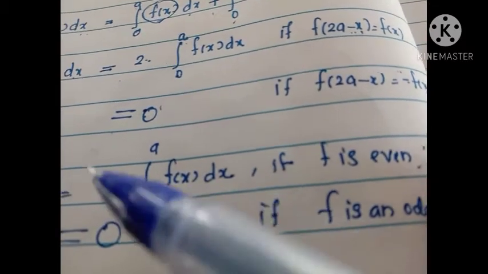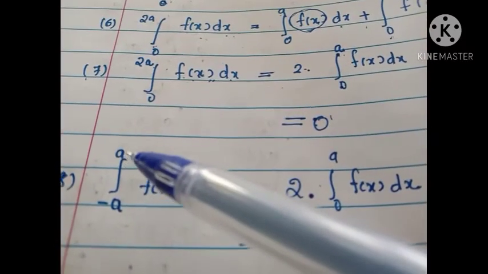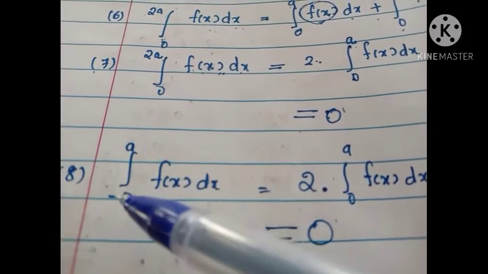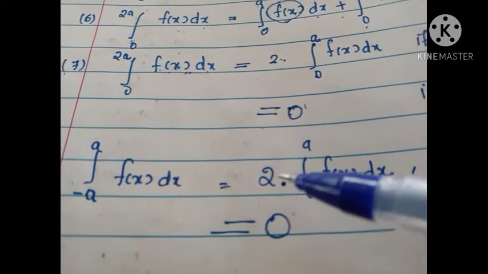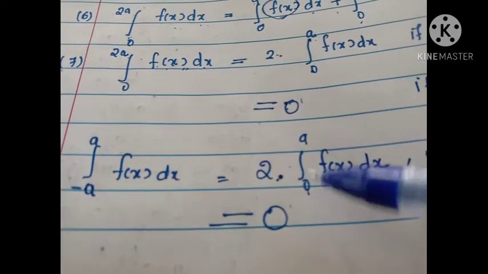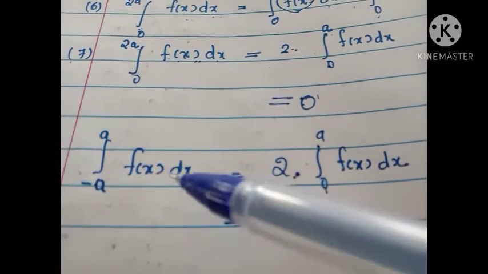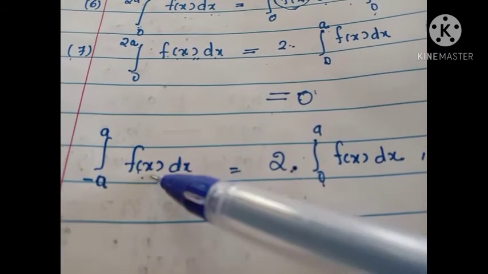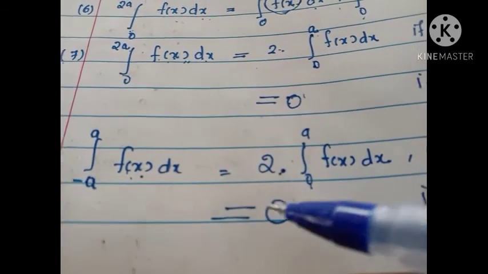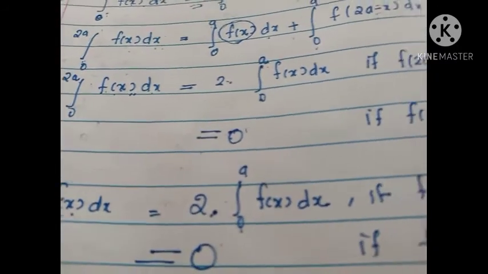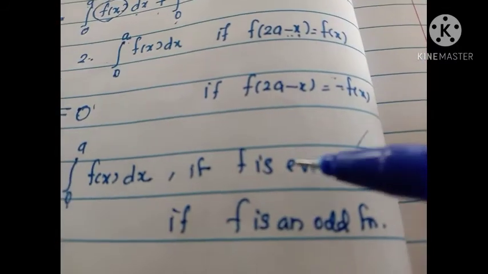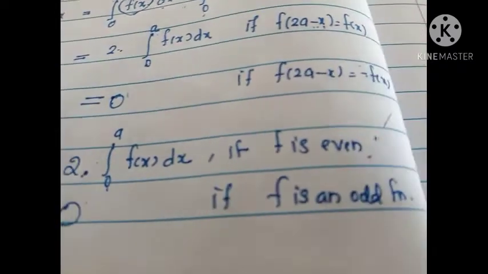Okay, if it is an even function, we can convert or write this integral from minus a to a as 2 into integral from 0 to a. Otherwise, if it is an odd function, then this integral value is equal to 0. And do you know how to check whether a function is even or not?